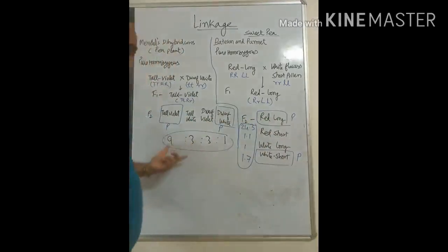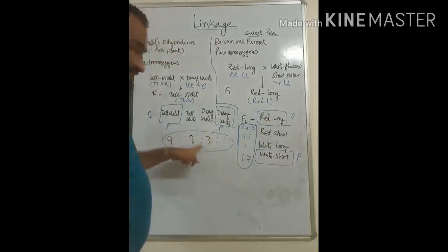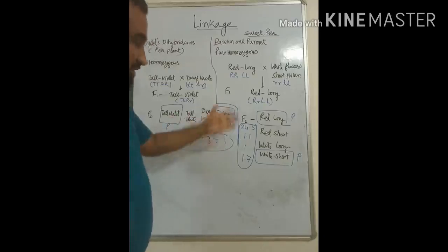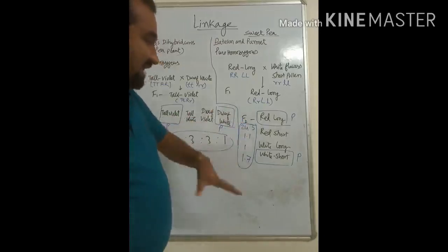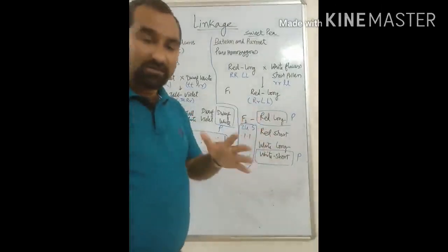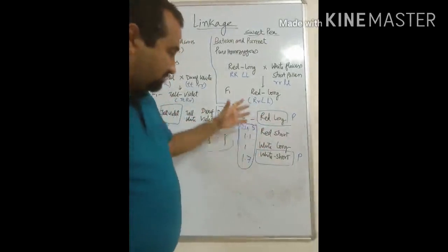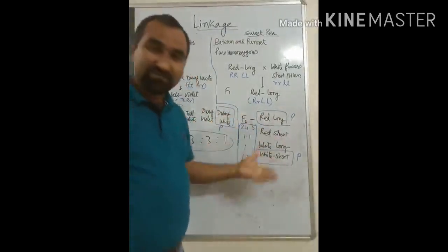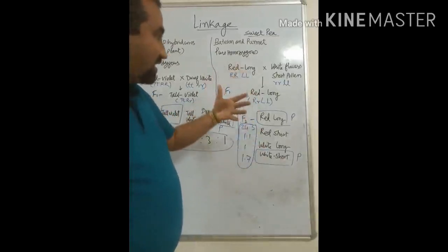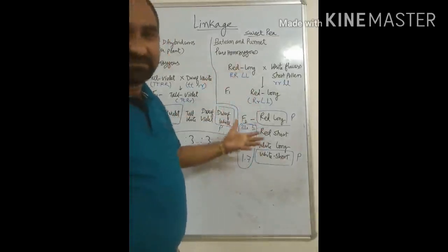Whereas in case of Mendel's pea plant, both the new combinations are equally represented, and there is no sufficient difference between parental and new combinations. So here the parental combinations express largely, whereas new combinations are underrepresented.